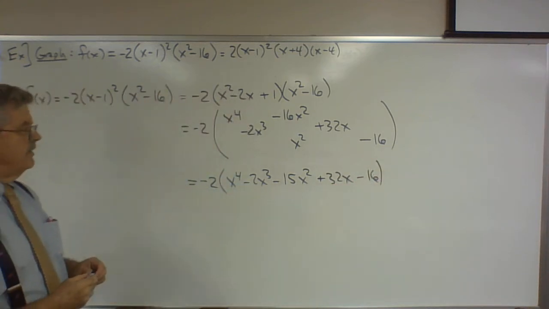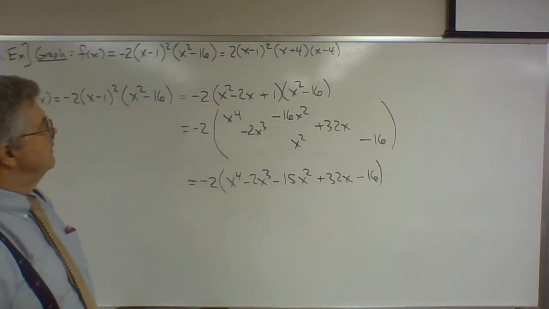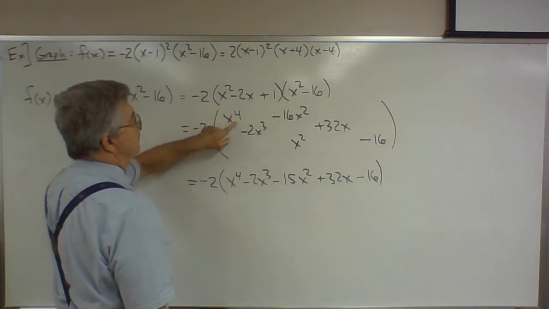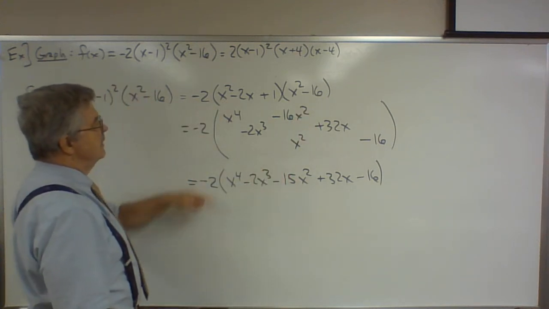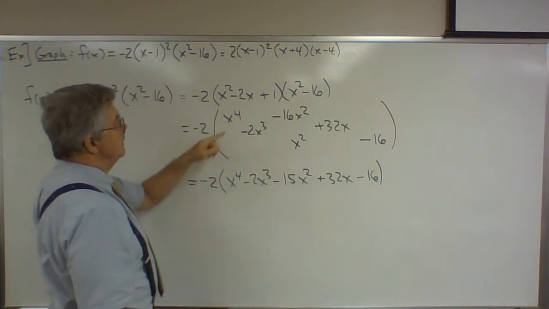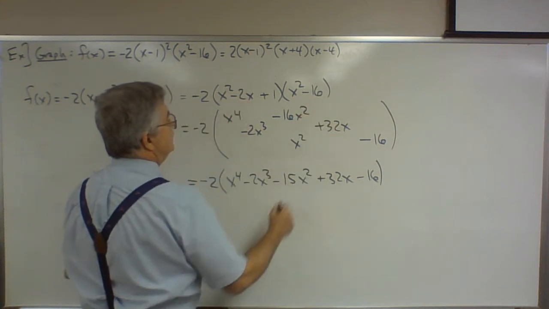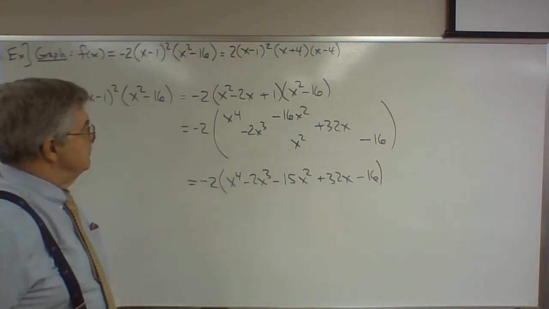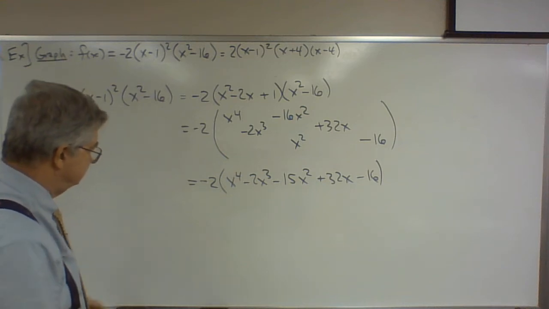And you know, before I added all of those up, I should have checked these to make sure I got them right. X squared times x squared is x to the 4th. X squared times negative 16, negative 16x squared. Negative 2x times x squared, negative 2x cubed. Negative 2x times negative 16 is plus 32x. Okay, I'm looking good. For the first time in my life, I am looking good.